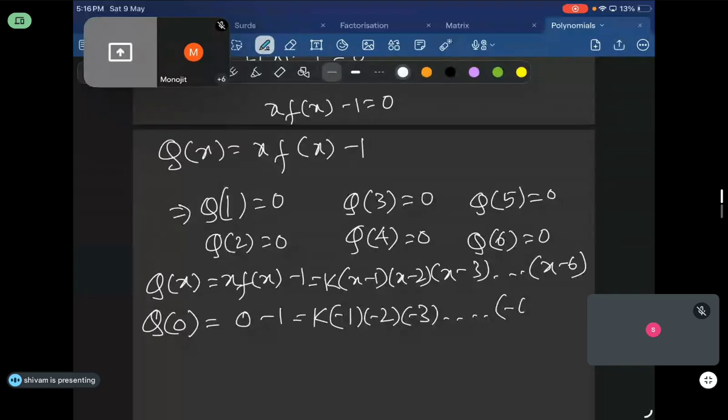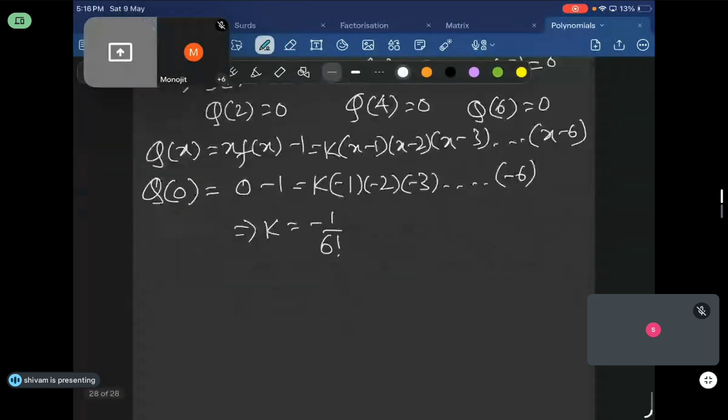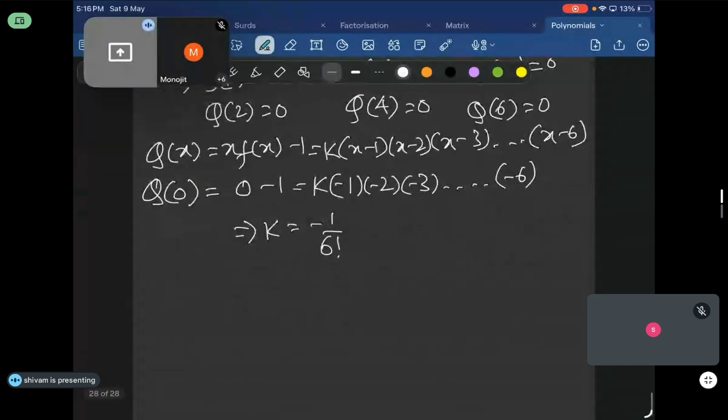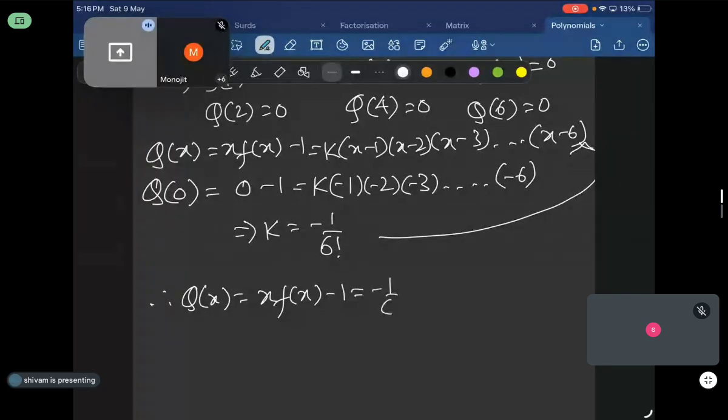So what is the value of f of x now? So actually, let us substitute k equal to minus 1 by 6 factorial over here. What do we get? Q of x will be equal to x into f of x minus 1. This will be equal to minus 1 by 6 factorial into x minus 1 into x minus 2 up to x minus 6. Now my task is to find out the value of f of 7. So we'll substitute 7, right? Putting x equal to 7, we should get our result.